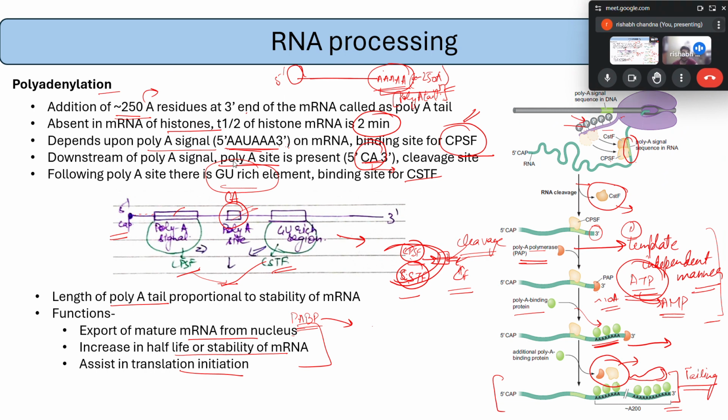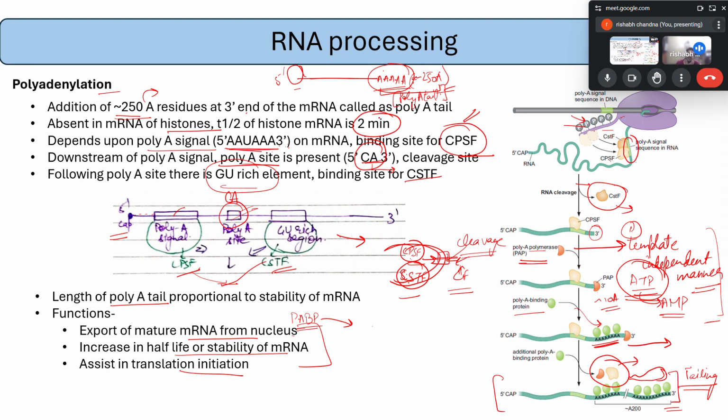So starting with the polyadenylation. What happens? We have a mature mRNA chain where we have the 5 prime cap and a 3 prime tail. This 3 prime tail is called the poly A tail, and nearly 250 adenosine residues are added in the tail. Now, this tail provides additional stability to the mRNA.